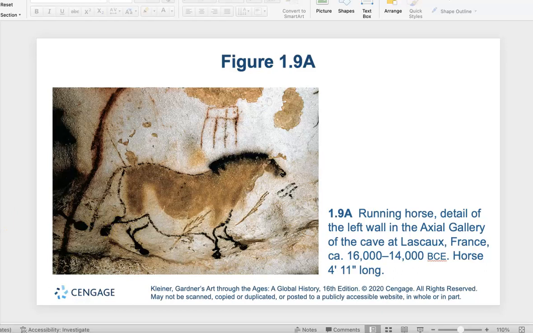Here's another horse, and this is kind of a lead in to what I'll be talking about in a minute. This is a running horse, allegedly. Detail of the left wall in the axial gallery of the cave at Lascaux, France, circa 16,000 to 14,000 BCE. The horse is 4 feet 11 inches long. Look at this. Some people say the horse is pregnant. I don't know. I just don't know.